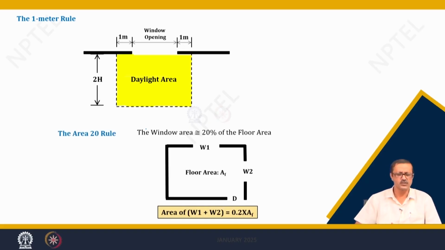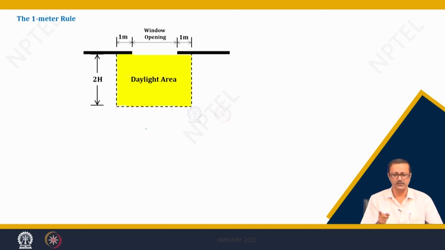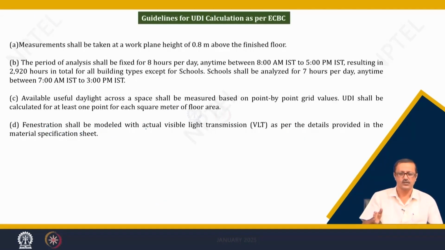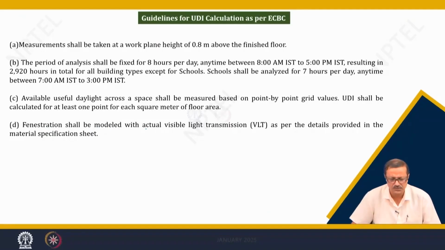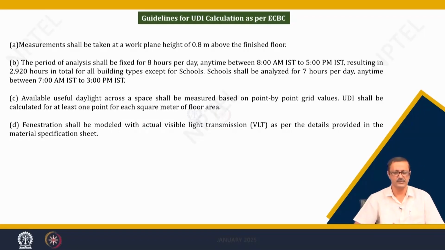There are other rules, such as the area 20 rule: the total area of the window should be 20% of the floor area. Those can also be used for our calculations. But we will use this 1 meter rule and the 2H rule for our UDI calculation in the next slide. For the guidelines of the UDI, the working plane is assumed to be 0.8 meter above the floor finish level, and from that this criterion has been developed, for all those kinds of areas.